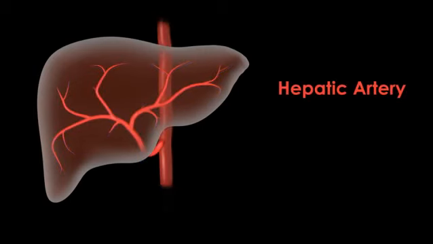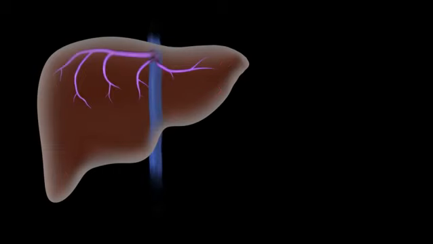The hepatic artery, a branch of the celiac trunk from the abdominal aorta, contributes about 25% of blood volume entering the liver. This blood is well oxygenated, but nutrient poor.